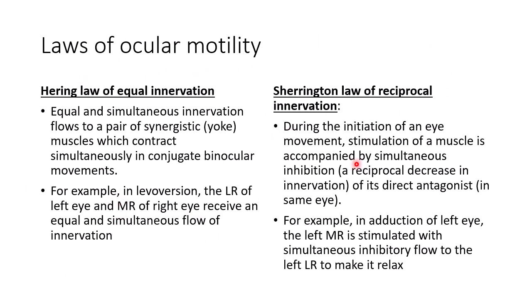Sherrington's law of reciprocal innervation. So for the same eye, when initiating a movement, stimulation of a muscle is accompanied by simultaneous inhibition of its antagonist in the same eye. Okay, obviously that is so as to enable the movement. For example, if the left eye is adducting, the left medial rectus is stimulated, but the lateral rectus has to be relaxed. So inhibitory flow goes to the lateral rectus. So that is the Sherrington law of reciprocal innervation for the agonist-antagonist pair of the same eye, and Hering's law of equal innervation is for the synergistic pair of the two eyes.